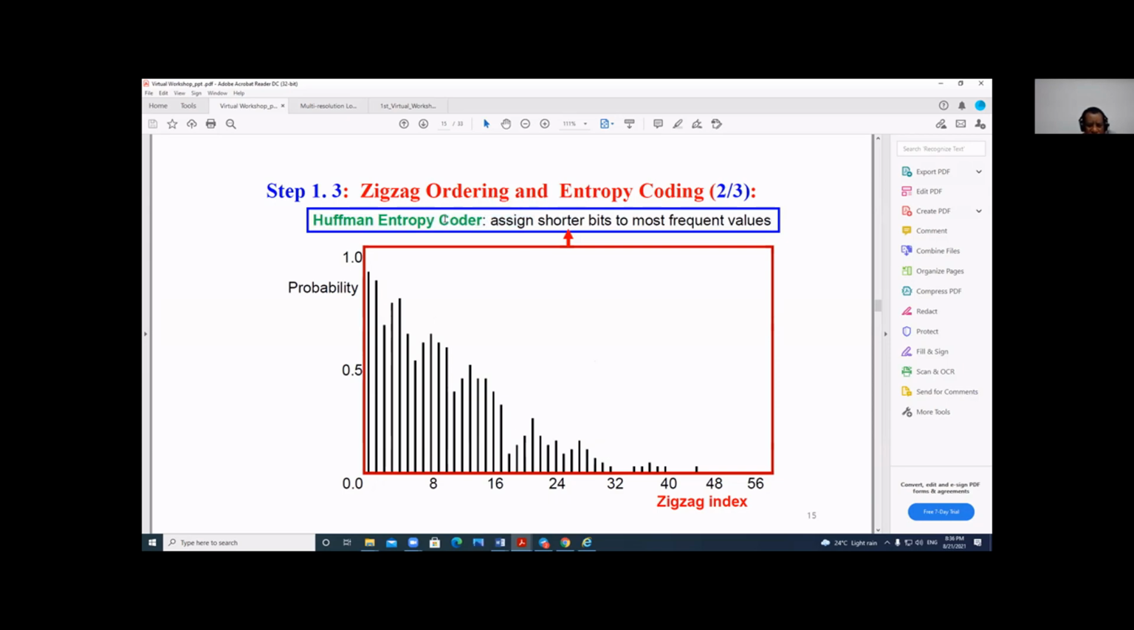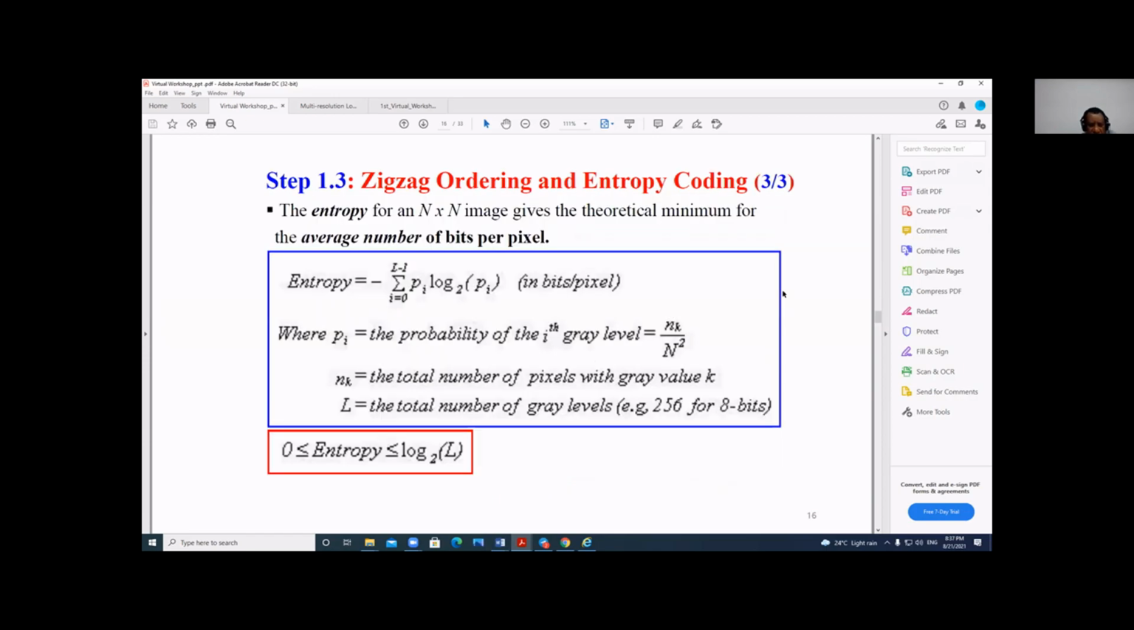There are so many types of entropy coders. Huffman entropy coder is one, the other is arithmetic entropy coder. I will not go into detail about how the Huffman entropy coder works, but for your intuitive explanation, this is the inverse, so this is negative. Information is inversely related to the probability, as I have already mentioned here.